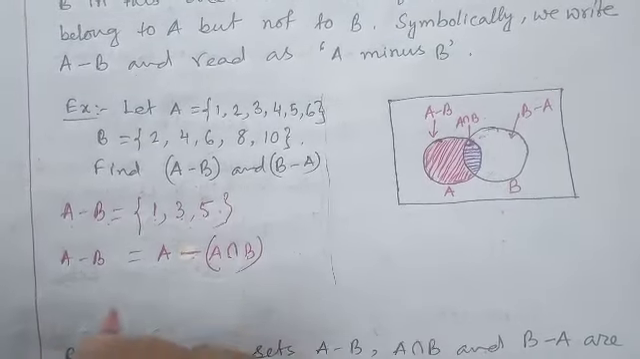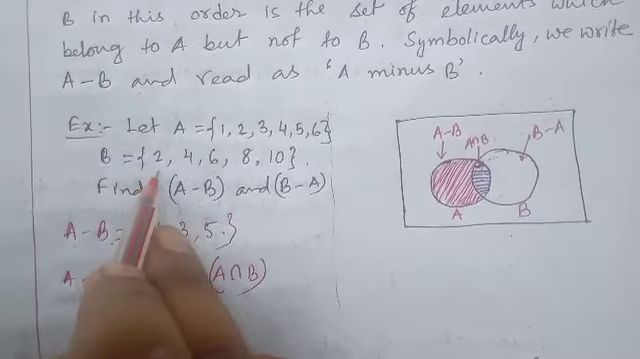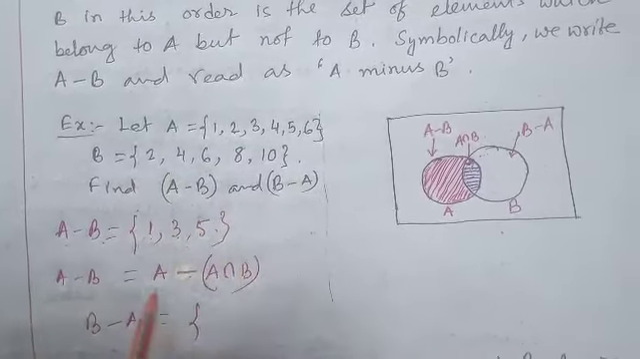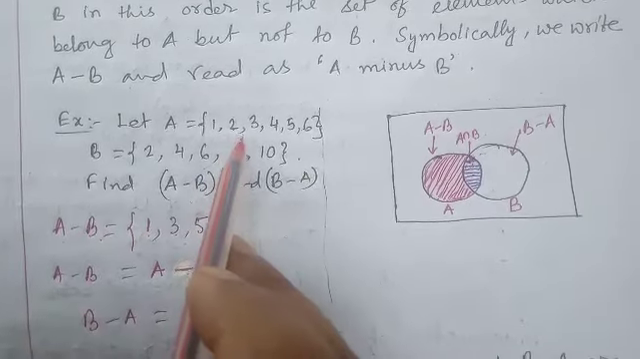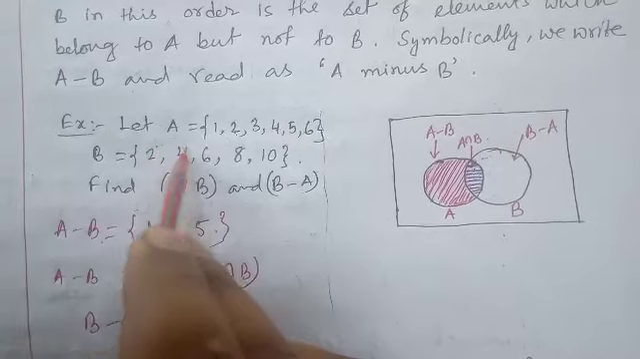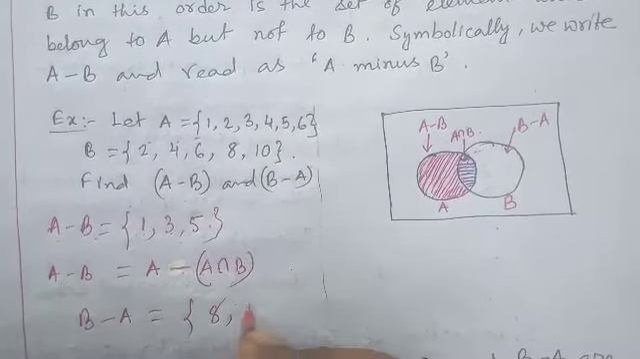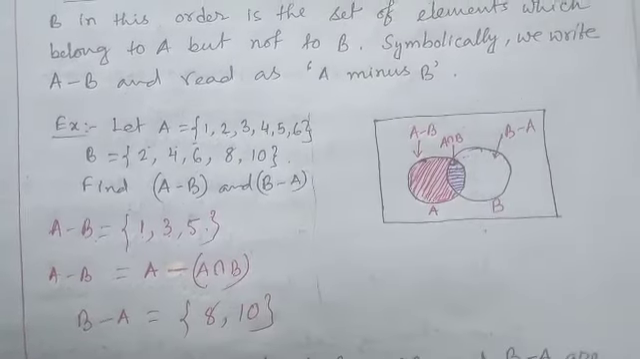Okay, and B minus A, what is B minus A here? These elements of B which do not belong to A. So what are the elements included in both the sets? That means 2, 4 and 6. 2, 4 and 6, except these elements 8 and 10. This is your B minus A.